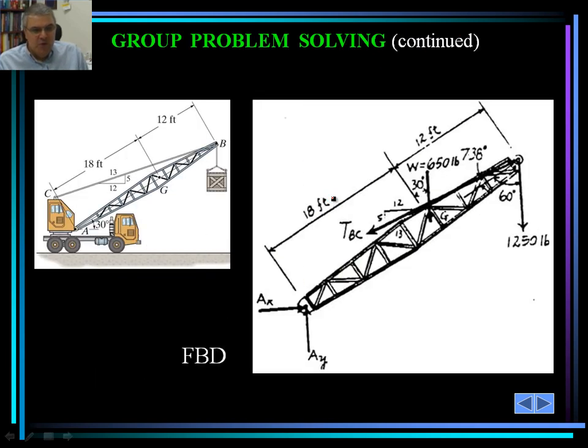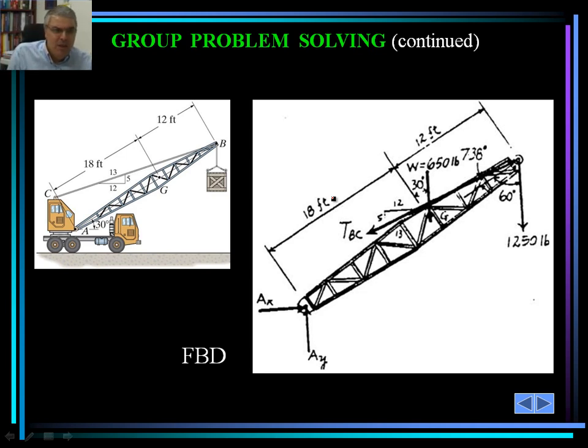So we want to go from the boom to a free body diagram and draw that. We need to know the condition of the supports. At A it's given. There'll be two reactions at point A, A sub x and A sub y. There'll be no moment since that's a pin connection at point A.